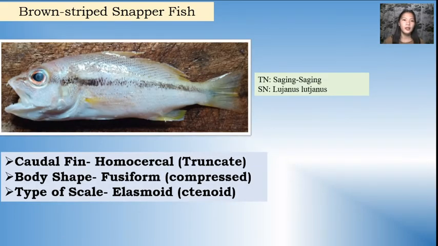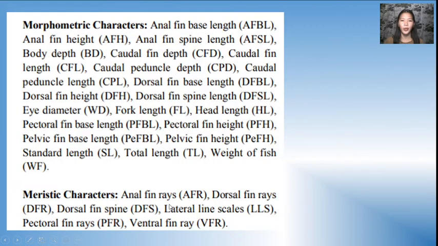So, yan. Si brown striped snapper fish, ang kanyang Tagalog name is saging-saging. Ang kanyang scientific name is Lutjanus lutjanus. Caudal fin is homocercal, truncate. Body shape niya is fusiform, compressed. Type of scale niya is elasmoid, ctenoid.